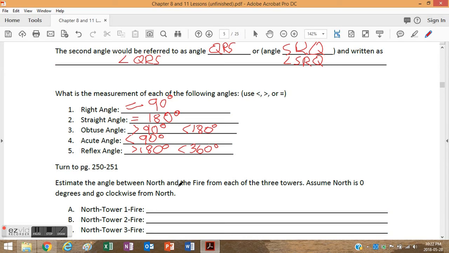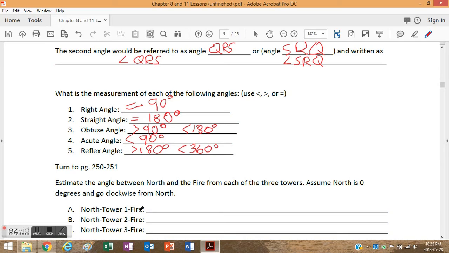Now, we're sort of using compass directions a little bit here. We're simply going to assume that north is 0 degrees, and we're going to go clockwise from the north, so the same direction as the hands on a clock move. We're going to measure that angle, so it's going to be north, and then our first one here is north, Tower 1 to the fire.